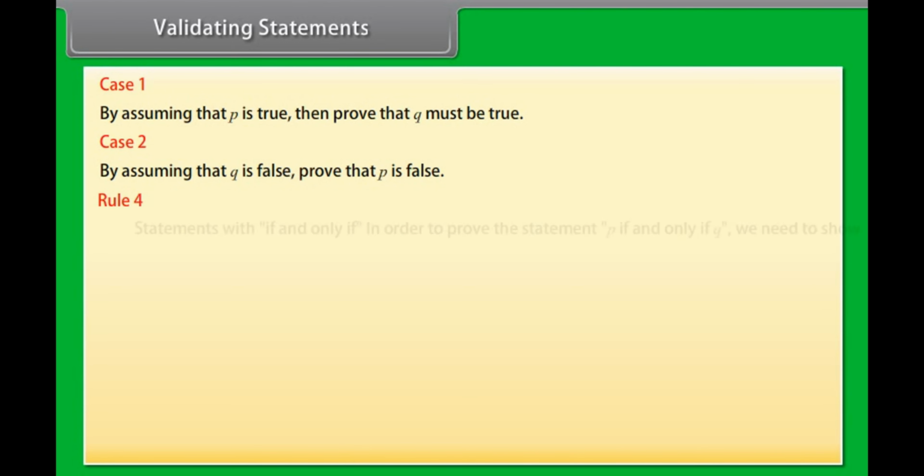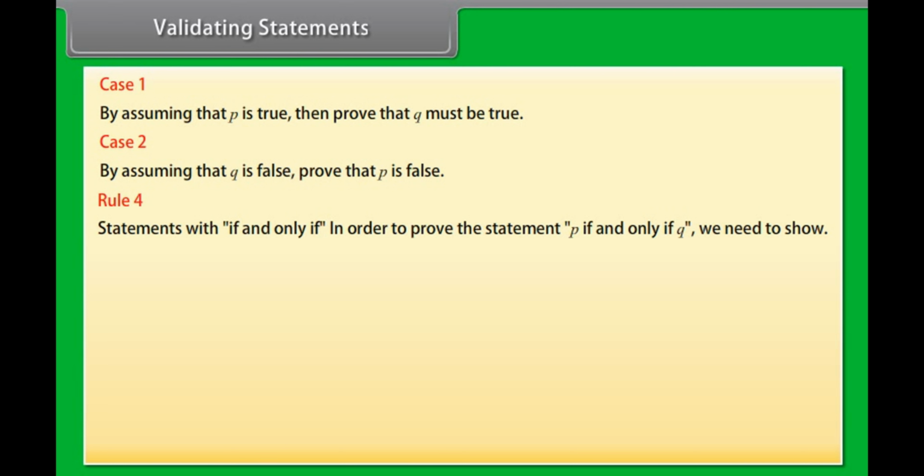Rule 4. Statements with if and only if. In order to prove the statement P if and only if Q, we need to show Case 1: if P is true, then Q is true. Case 2: if Q is true, then P is true.